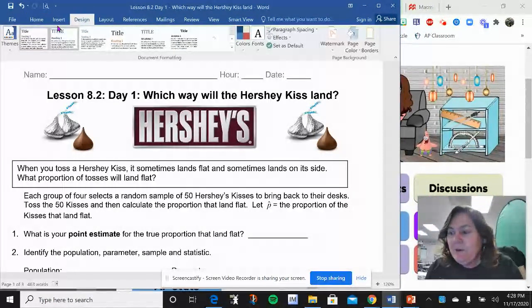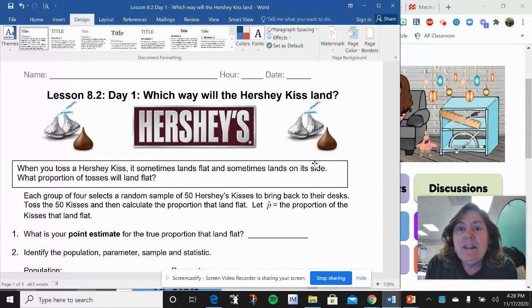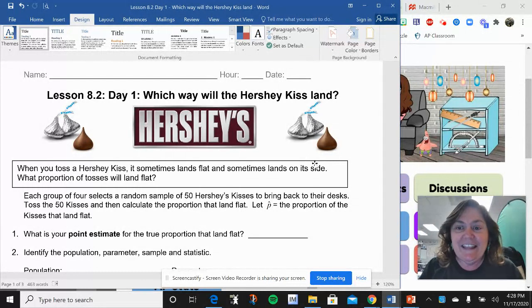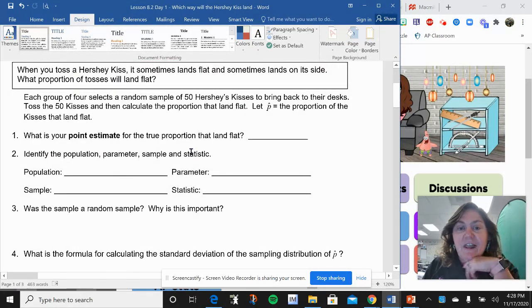So for our purposes for this worksheet, we're going to let our point estimate be 0.42, because 21 of these little things landed on their flat side. So if you'll put in there 0.42, what I'm going to have you do now is pause the video and go and complete the rest of this.